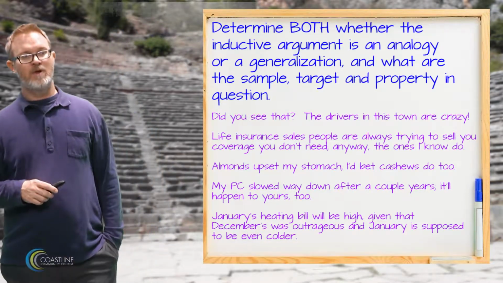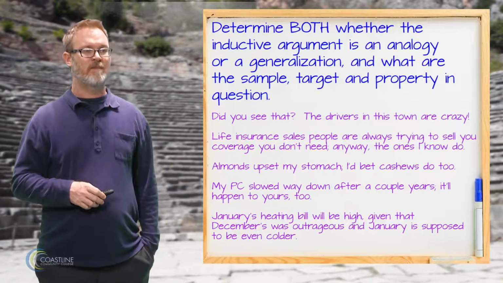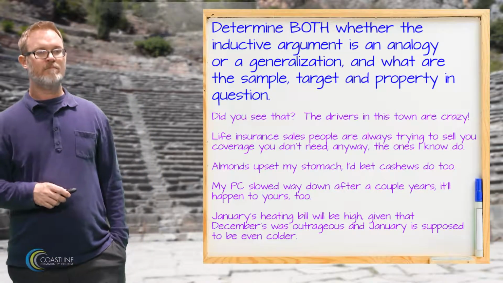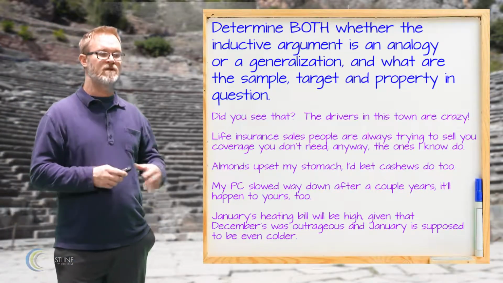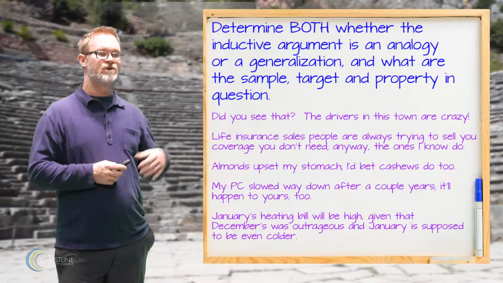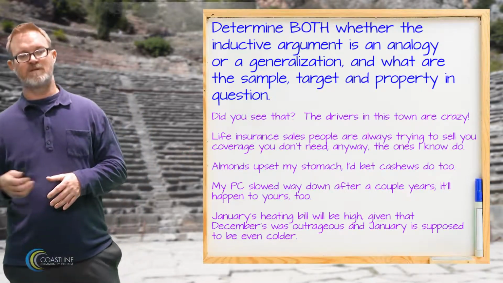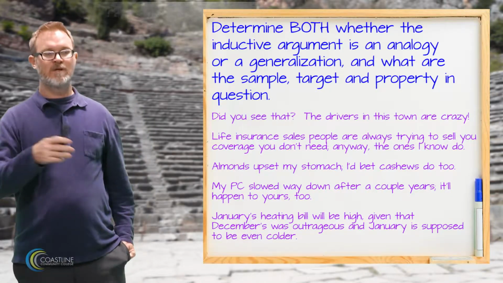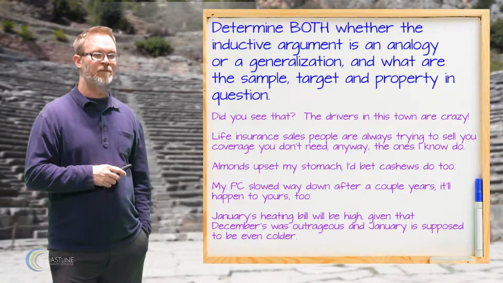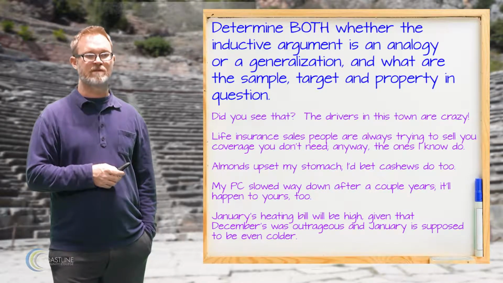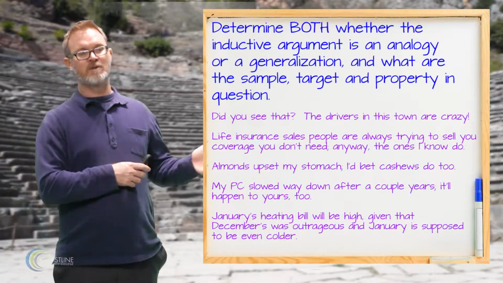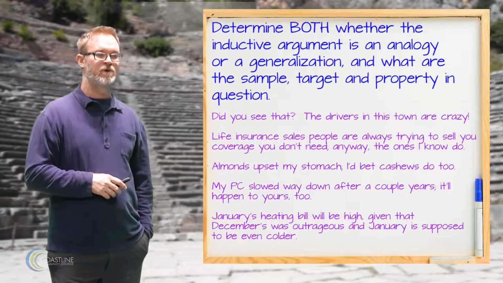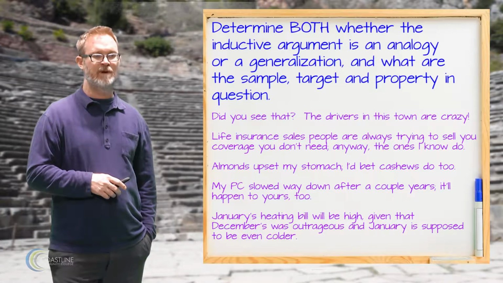So, okay, next example says almonds upset my stomach. I'd bet cashews do too, right? So here you can see that the reasoning goes from almonds to cashews. So your sample here is almonds and your target is cashews. So that makes this an argument by analogy. Lastly, this one is fairly easy to see the property in question, which is something like upsetting my stomach, right? You're reasoning that because almonds do that, the sample does that, so too will the target, which is cashews. So your property in question there is upsetting my stomach.